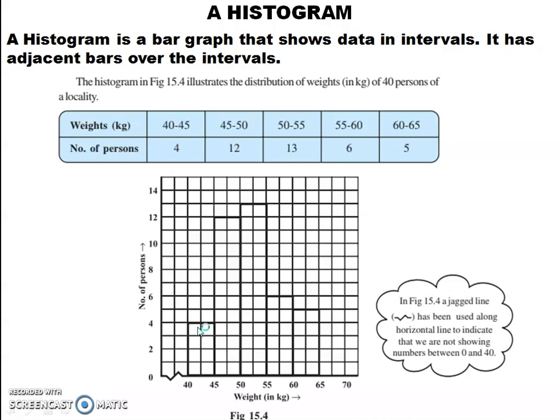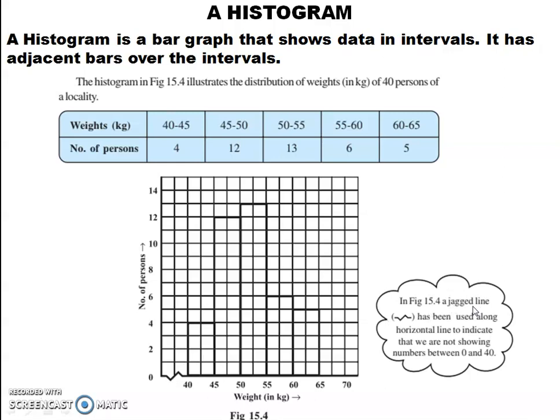So you will not be able to know how many people are there for 40 kg, 41 kg, 42 kg separately. The only thing you could know is that there are 4 people who have weight between 40 and 45. That is the difference between a histogram and a bar graph. Okay, children, a histogram shows the data in intervals and a bar graph shows data for discrete information. Is that clear?